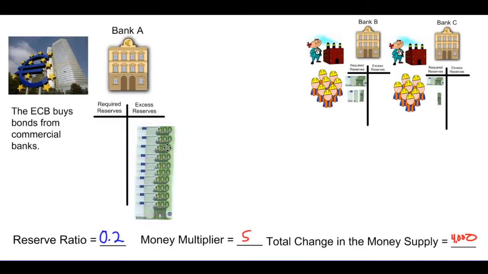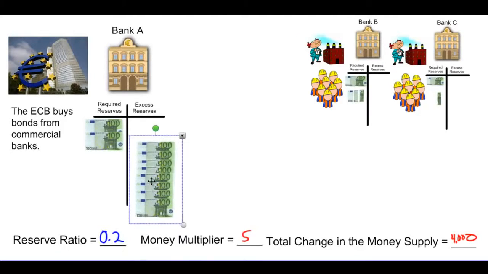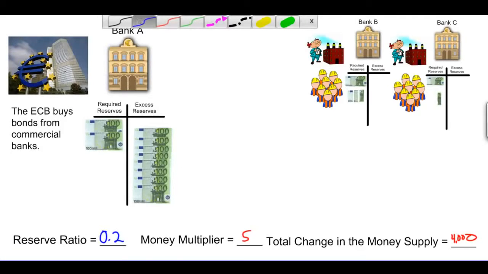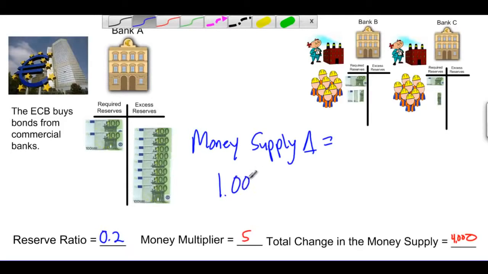At the same time, the required reserves will once again increase by 20% of 1,000 euros, or 200 euros, leaving 800 euros of excess reserves for Bank A to loan out. However, the difference now is that the change in the money supply will be equal to the initial change in deposits multiplied by the money multiplier. So in this case, the total change in the money supply will equal 1,000 euros times the money multiplier of 5, which is 5,000 euros.